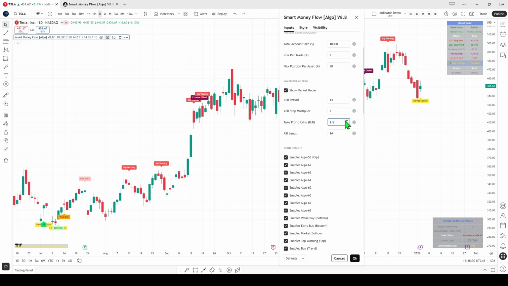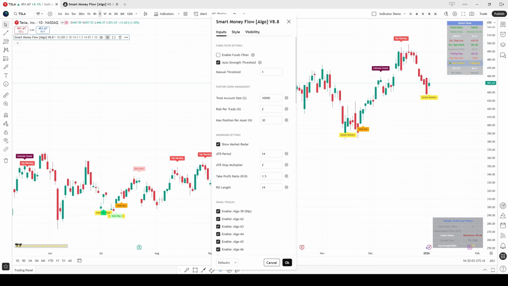Next is the risk-reward ratio. I suggest using a 1.5 risk-reward ratio, so select 1.5 and take-profit ratio. After selecting, we will find that the Market Radar displays the win rate you need to achieve to break even at this risk-reward ratio. At 1.5x, the win rate you need is 40%.